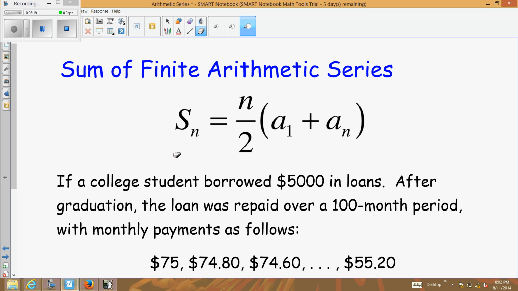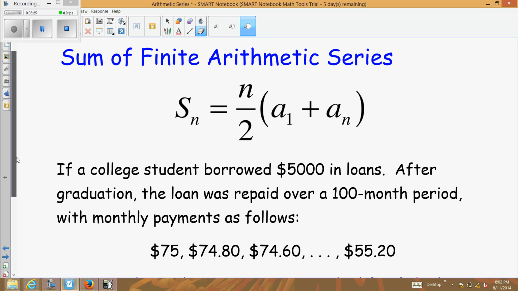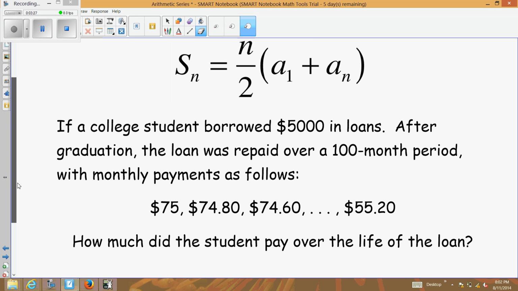All right, so the sum of the finite series, as we said, it was this. If a college student borrowed $5,000 in loans, after graduation, the loan was repaid over a 100-month period with monthly payments as follows. All right, you can read this. How much did the student pay over the lifetime of the loan?